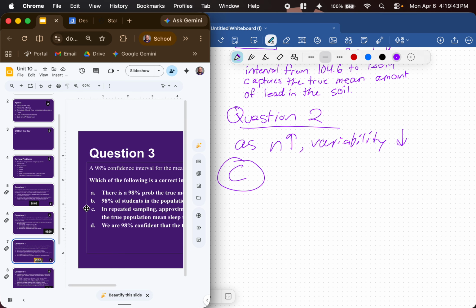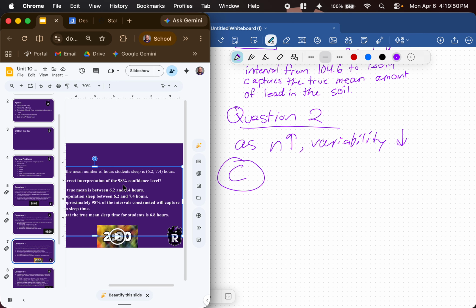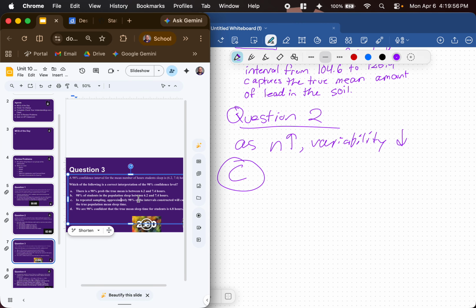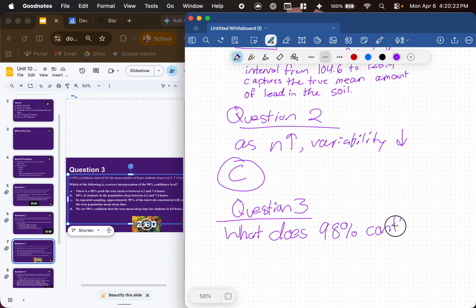Okay, question 3. A 98% confidence interval for the mean number of hours of student sleep is 6.2 to 7.4 hours. Which of the following is a correct interpretation of the 98% confidence level? Remember with this here, you have two different things. We don't ever interpret the confidence level when we construct the interval. But we want to talk about what that 98% confidence tells us. So what you want to think is, what does 98% confident mean? That's our question to us.